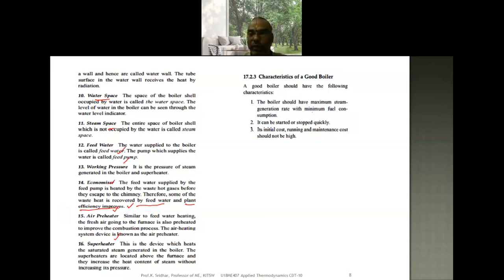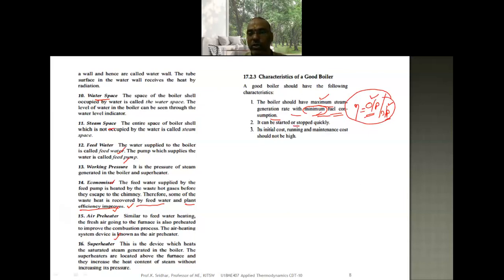The boiler should have the maximum steam generation rate with minimum fuel consumption. That is very, very important. Efficiency is nothing but output by input. So output should be maximum and input should be minimum. The same principle applies to the boiler also. Here the output is the maximum steam generation rate, so it should be maximum. And in the denominator we have the input, which is the fuel consumption. So the fuel consumption should always be minimum, exactly to satisfy the efficiency definition, output by input.